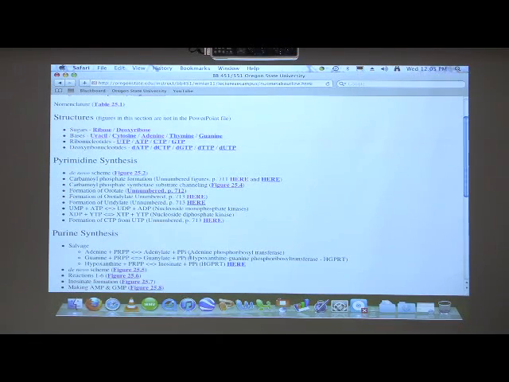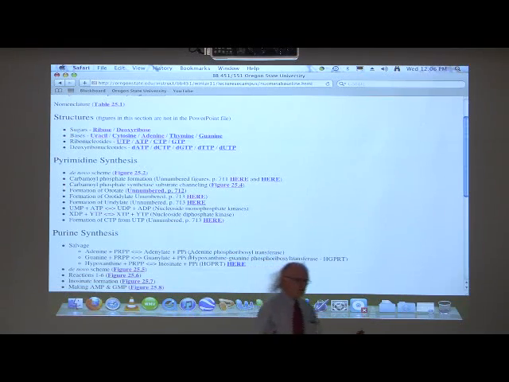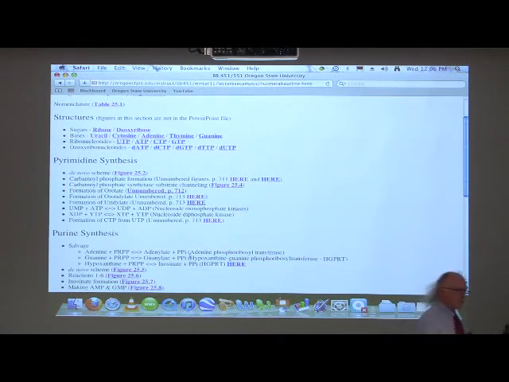Okay? So this is the first salvage synthesis that you've seen. I'm not going to talk about pyrimidine salvage at all. But this salvage is important because, well, you might say, why would you be doing this? If you think about what you get in your diet, you think, well, I get all this protein, I get all this carbohydrate. You're also getting nucleic acids in there.